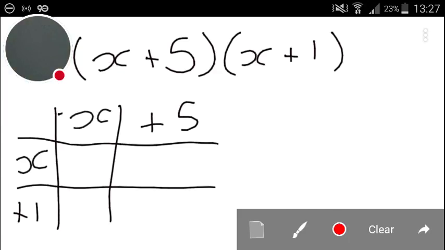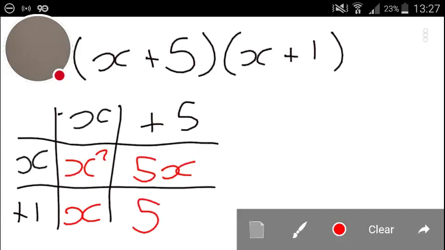Next, I do exactly what I would in multiplication, and I would look at just multiplying into the empty boxes. So x times x gives me x squared, x times 5 gives me 5x, x times 1 gives me x, and 5 times 1 gives me 5.